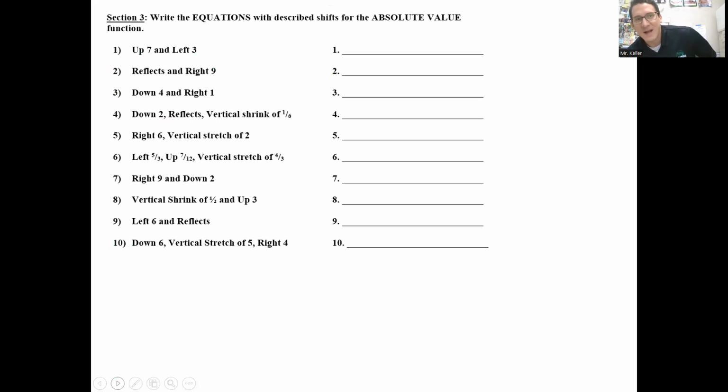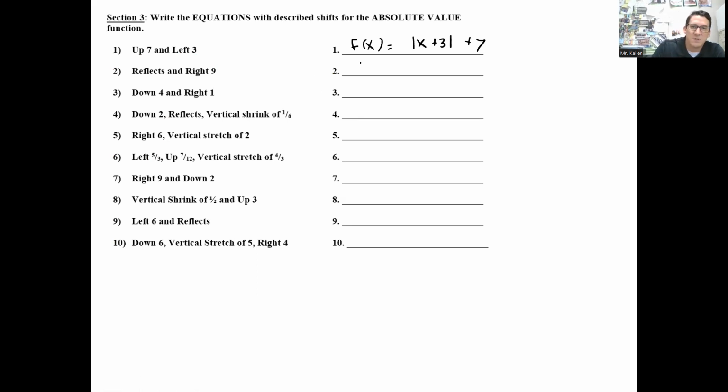Here you actually have to write out the function. All right, so we're going to use function notation. F of x is equal to absolute value. Put in x. The left 3, that means it's going to be +3 inside the absolute value. Remember, it's opposite there. And then up 7 is +7 on the outside of the absolute value.